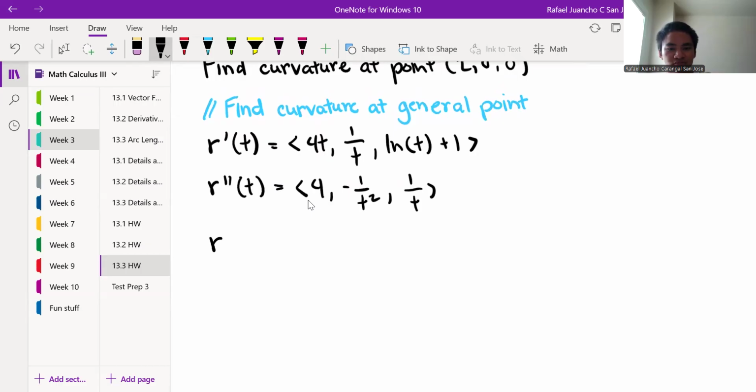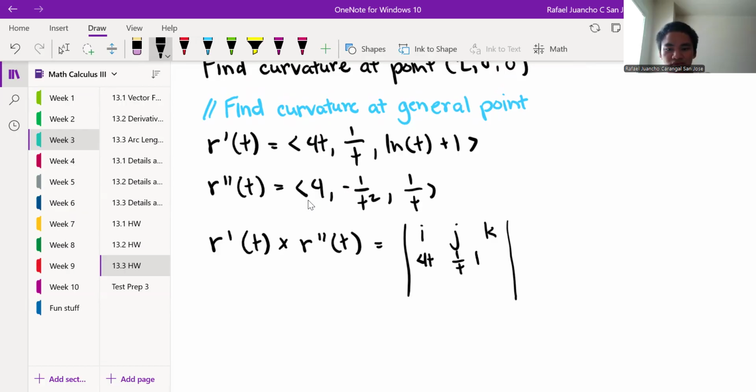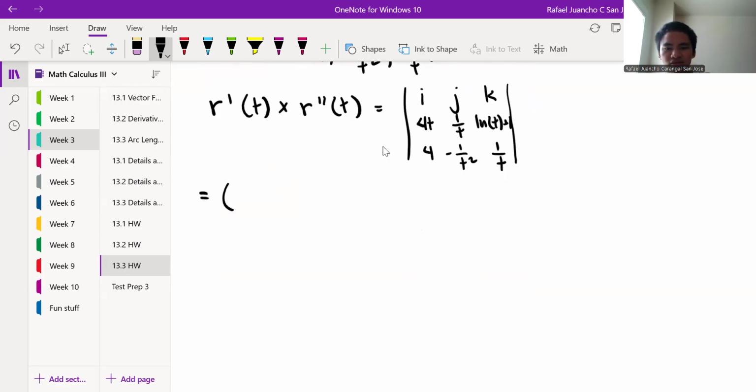Now we want to get their cross products. So cross product of these two. This will give me 4t, 1 over t, ln t plus 1. This will give me 4, -1 over t squared, 1 over t. And now I can do some cross product here. So I can say I take out the i, and then I do 1 over t times 1 over t. So that's 1 over t squared. I subtract that to this negative thing. So this thing times this thing. Well, it's going to be a plus, right? So I'm going to say plus this thing divided by t squared. And then that's my i.